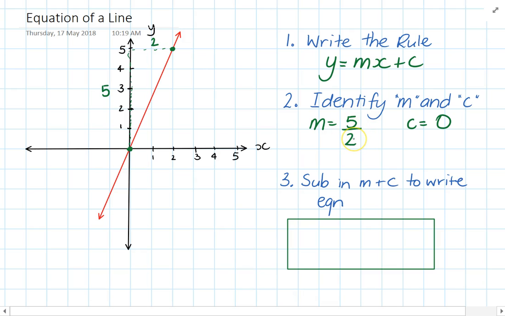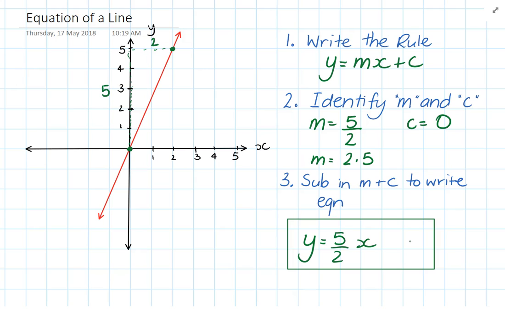Now you can leave it as a fraction if you want. Some people like to put a decimal, so you can write m equals 2.5 also. So now step 3, sub m and c to write the equation. Y equals 5 on 2x plus 0. Now plus 0 means there's nothing there, so you can actually just leave it as y equals 5 on 2x if you like. Keep watching for other methods of finding the equation of the line, particularly when given coordinates.